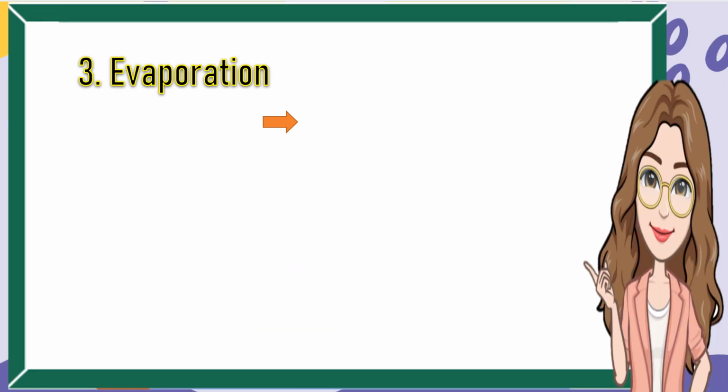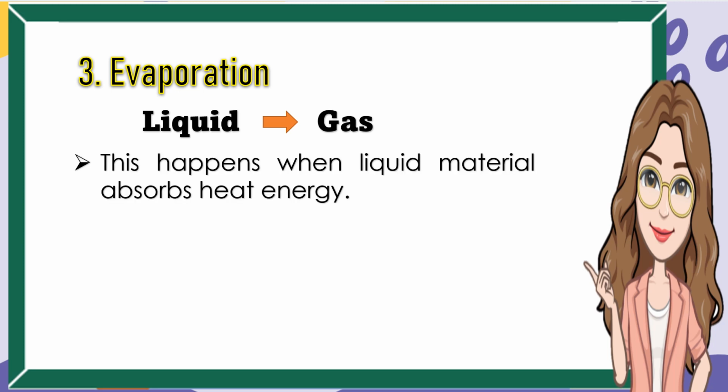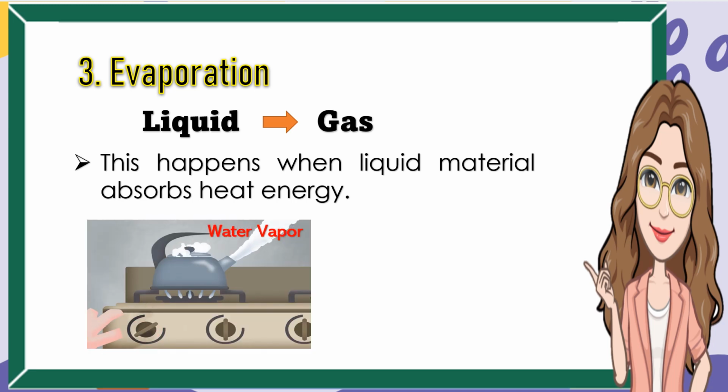The third process is what we call evaporation. It is a process by which a liquid changes to gas. This happens when liquid material absorbs heat energy. Try to overboil water, just like in this picture. What do you think will happen? That's right, the water will disappear, an indication that it changes to gas.